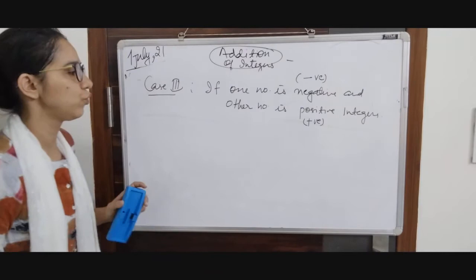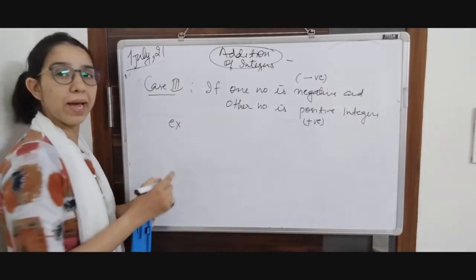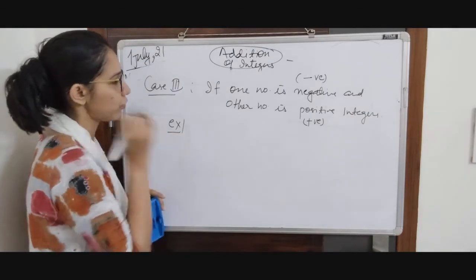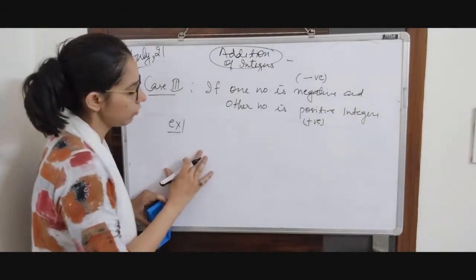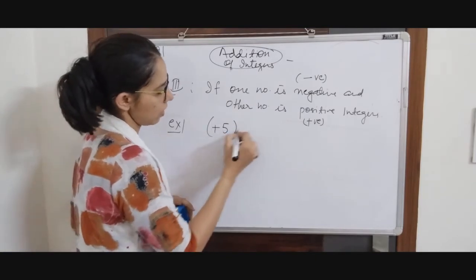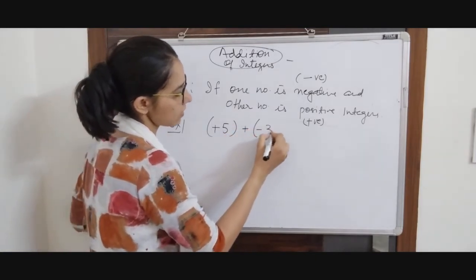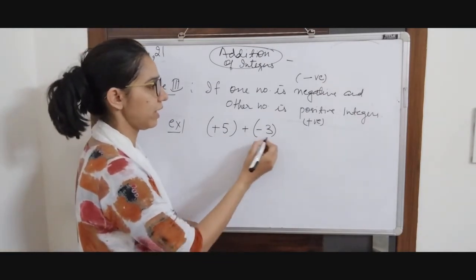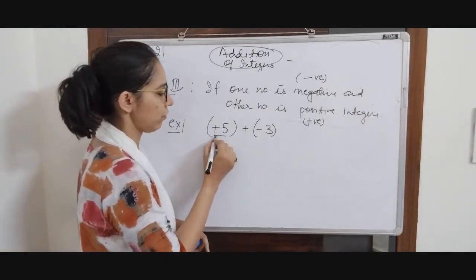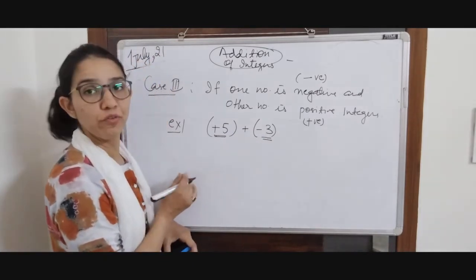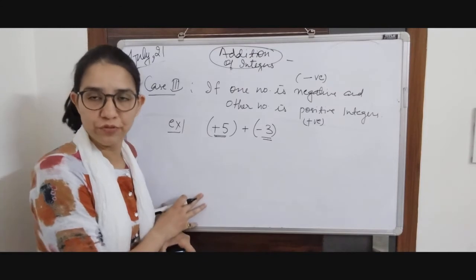So how will we do that? We are going to understand it by example and by number line also. Suppose we have plus 5 and minus 3. If one number is negative and the other is positive, one positive, one negative, different signs, what we will do? We will find the difference.